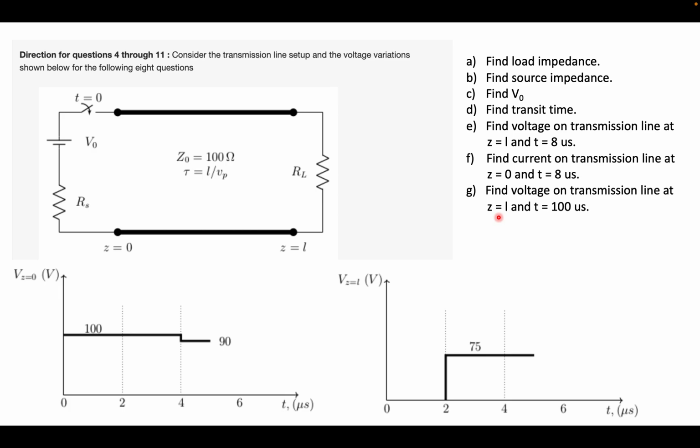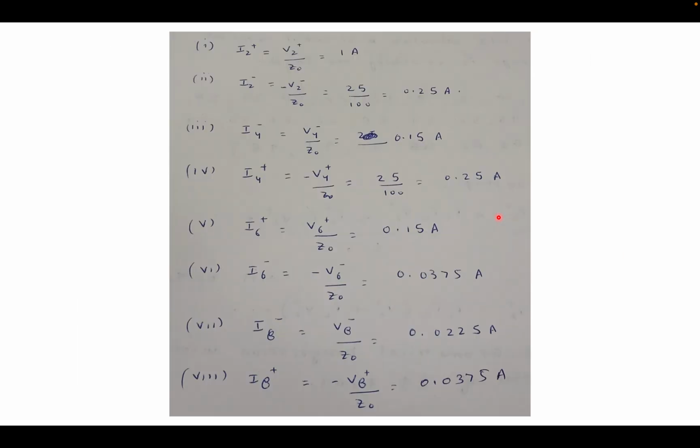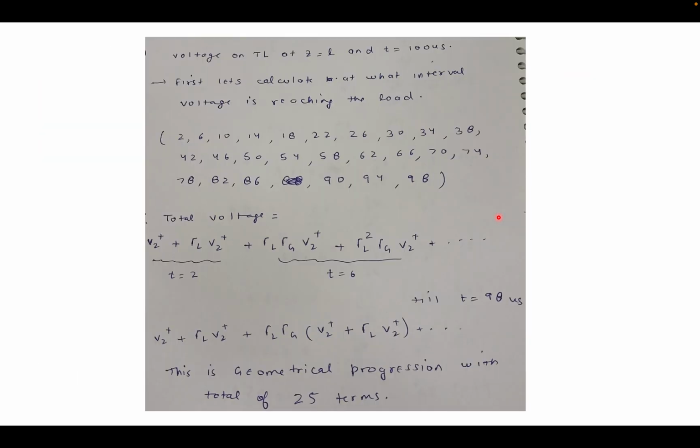Here I have shown you a way to understand it. First of all, let's see at what intervals of time within 100 microsecond the voltage will reach the load end, right? The transit time is 2. So first it will strike at t is equal to 2 microsecond, then t is equal to 6 microsecond, then t is equal to 10 microsecond. So after a difference of 4 microsecond, the voltage will hit the load end.